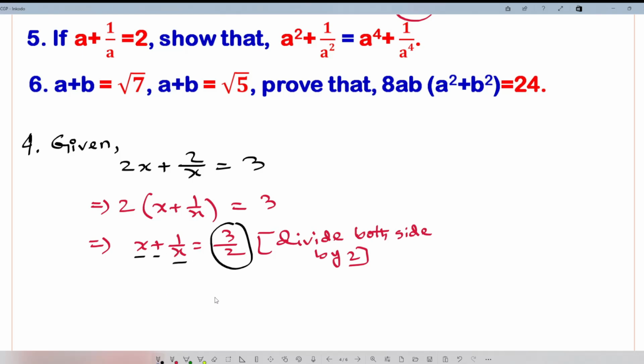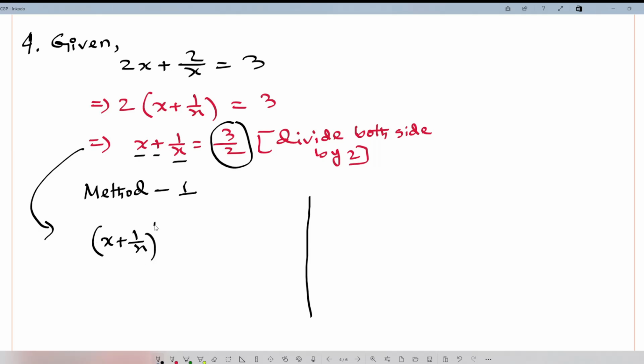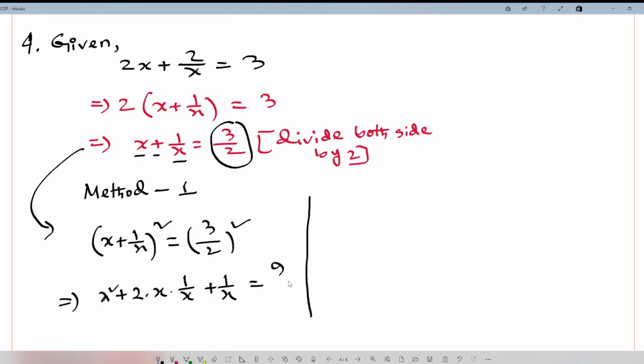Once we make the solution, we can use two methods. Method 1: here we can square both sides. So x plus 1 by x whole square equals 3 by 2 square. So we can write here x square plus 1 by x square plus 2 times x times 1 by x equals 9 divided by 4.